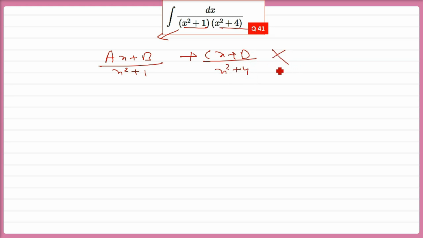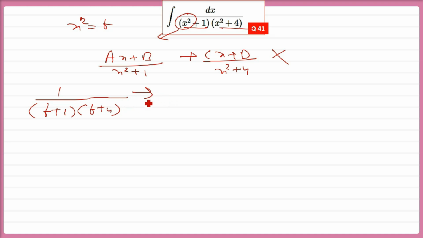Now, this is not the correct way. This is not the good way. But you can take x square equals t. Don't differentiate it. You don't have to differentiate x square and t, because if you differentiate, a separate x will come. So it's better to just change x square to t. So 1 by (t plus 1)(t plus 4) will become a divided by t plus 1 and b divided by t plus 4.